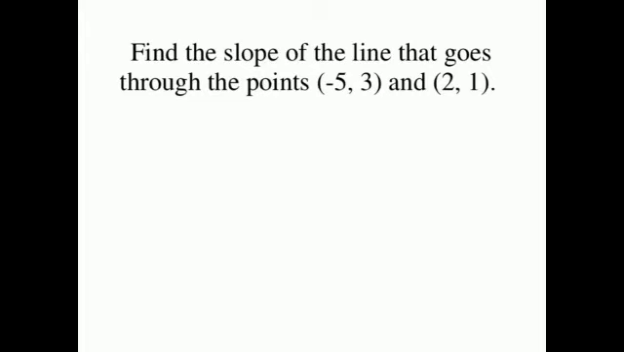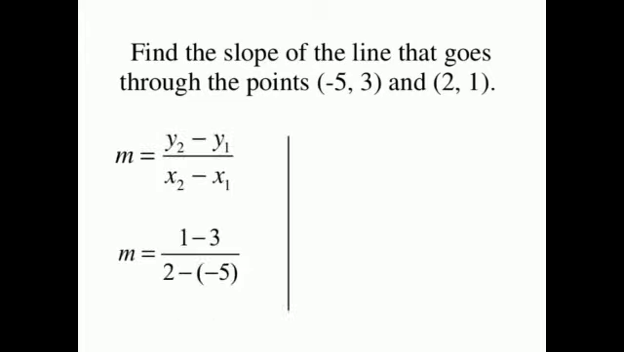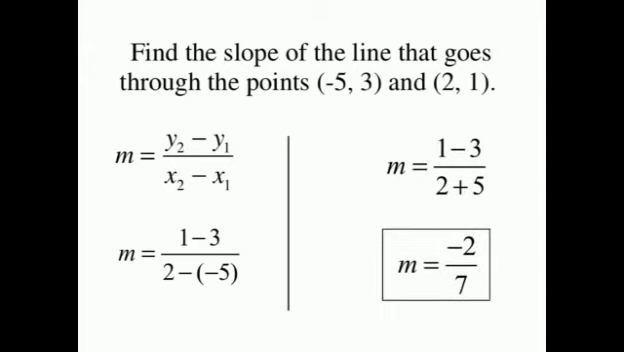So you have another question. The points given are (-5, 3) and (2, 1). You have to write the formula y2 minus y1 divided by x2 minus x1 and give the values. What is y2? 1. So 1 minus 3 divided by 2 minus minus 5. So you can get minus 2 by 7. The slope or gradient is usually written as a small m. When we see the m, that means it is the slope or gradient of the line.